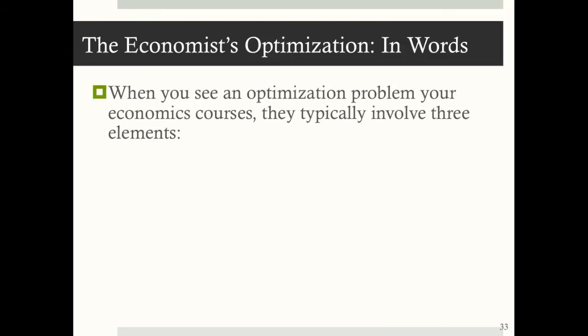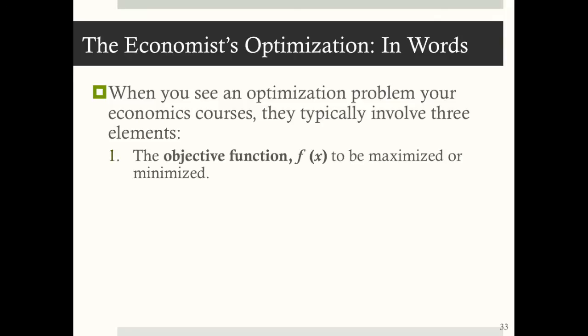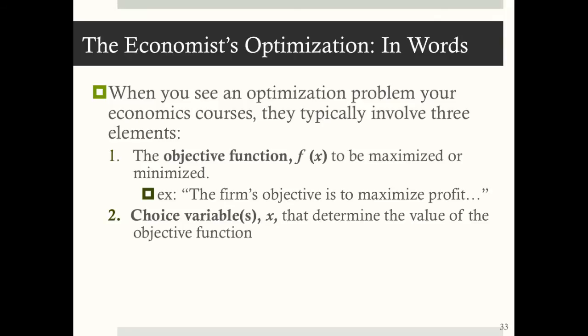When you see an optimization problem in your economics courses, they typically involve three elements. In words, the objective function f of x is the function that's to be maximized or minimized. For example, the firm's objective is to maximize profit. Choice variable or variables, x. We're working with single variable functions, so we only have one choice variable. And the choice variable determines the value of the objective function.